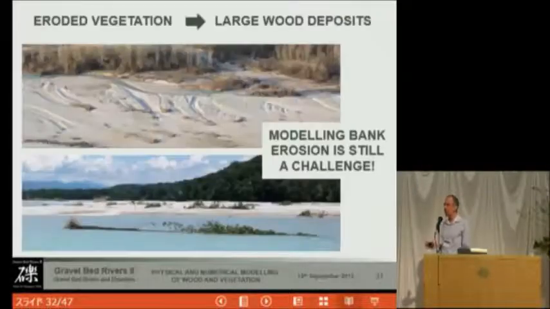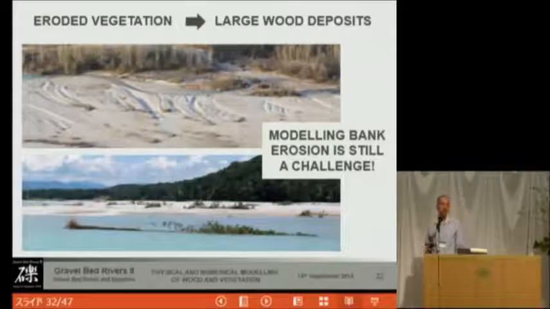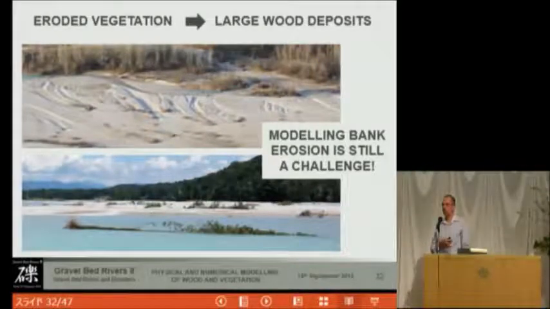So this hasn't been done much, particularly in modeling, because it's a really tough issue. In order to couple eroded vegetation and large wood, you need a good model for bank erosion. But we discussed previously that bank erosion is still a big challenge for numerical models. So if you don't have a good numerical model for bank erosion, you cannot model wood production.